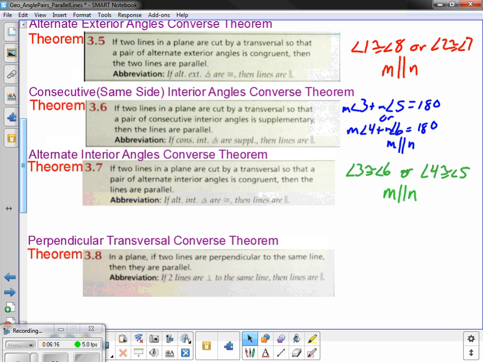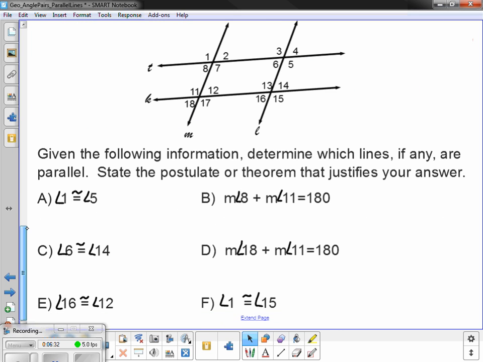If I have alternate interior angles that are congruent, I get parallel lines. Every one of these, anytime I'm trying to prove 2 lines are parallel, I'm going to use a converse theorem. The regular theorems are if I knew I had parallel lines. So what kind of examples are we going to have? You're going to get something like this.